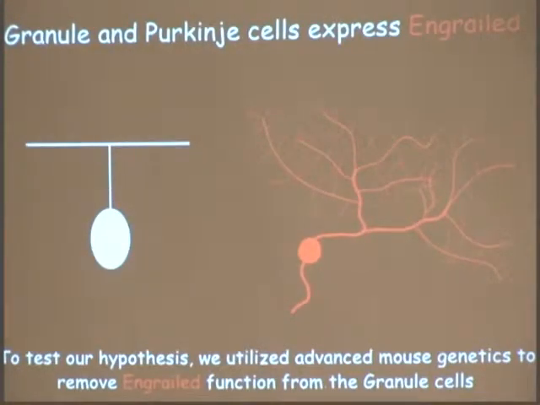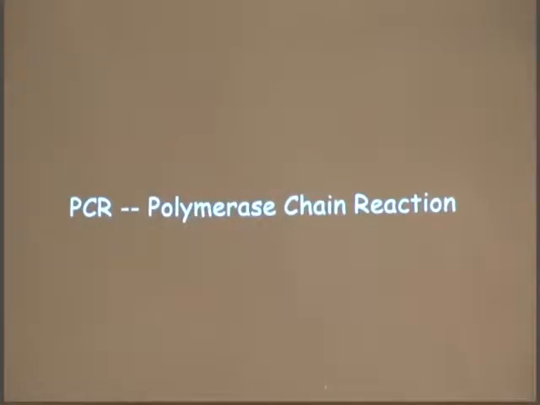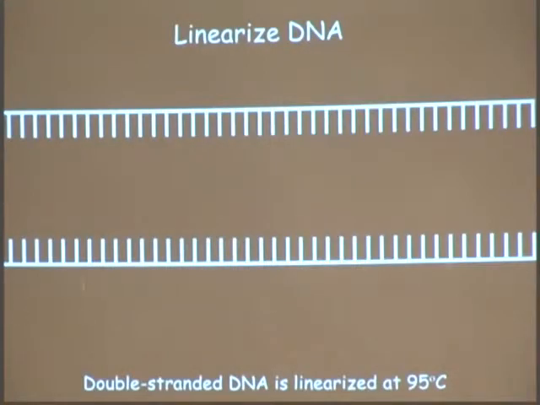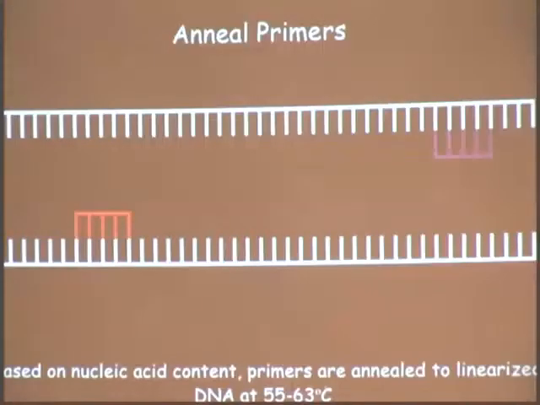So we use PCR, or polymerase chain reaction, in which we start with the genomic DNA, which is double-stranded. The double-stranded DNA is then linearized at 95 degrees Celsius, so now we have two single-stranded DNAs. We anneal the primers, or attach them based on the nucleic acid content, and then the primers extend throughout the DNA at 55 through 63 degrees Celsius.